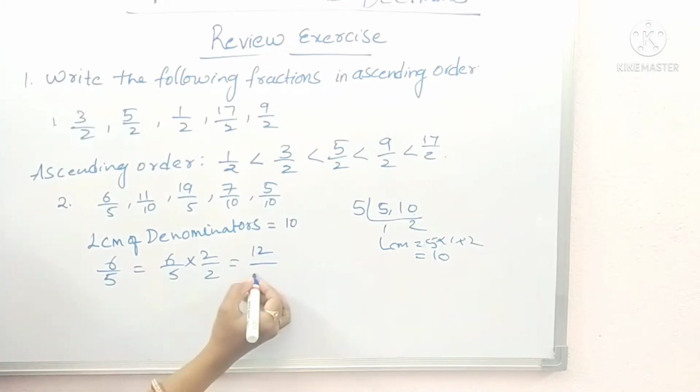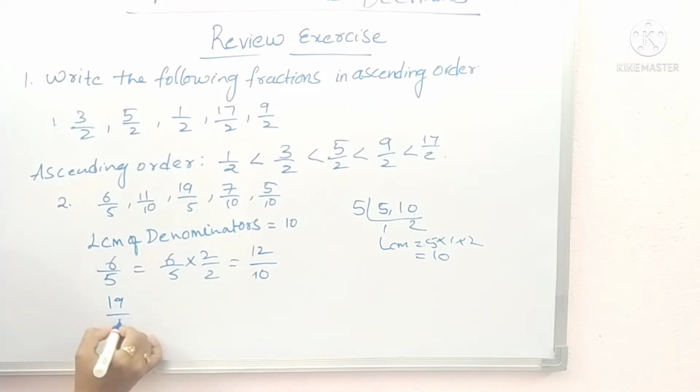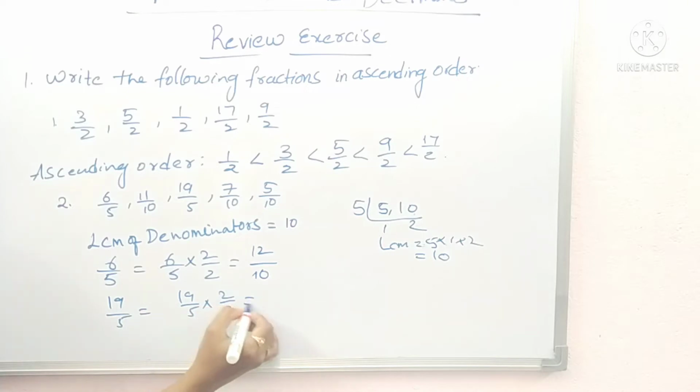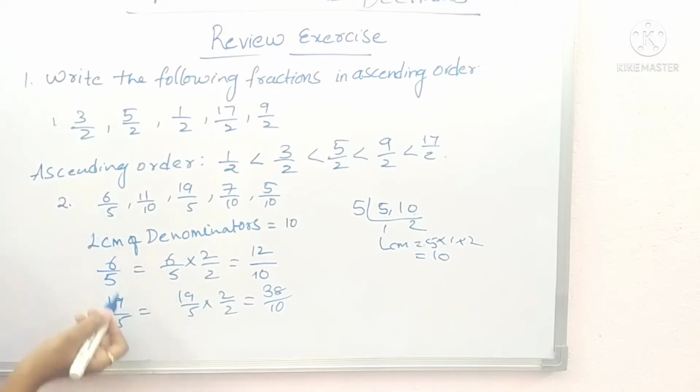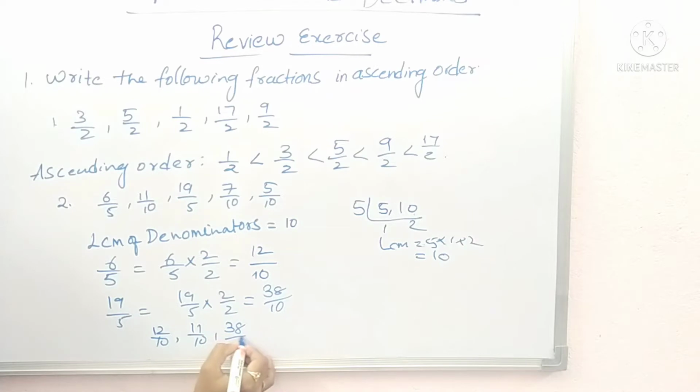6 twos are 12, 5 twos are 10. And next 19 by 5. So 19 by 5 into 2 by 2. 19 twos are 38 by 10. So now in the place of 6 by 5 we can write 12 by 10. Okay, and next 11 by 10, 19 by 5 we can write as 38 by 10, 7 by 10, 5 by 10. So now this is the question.